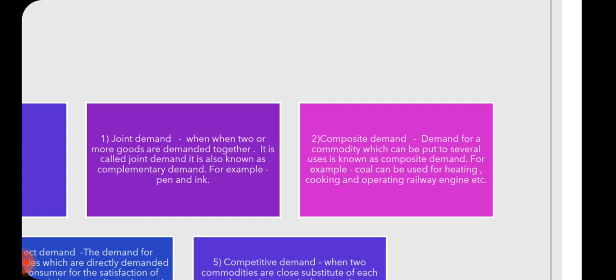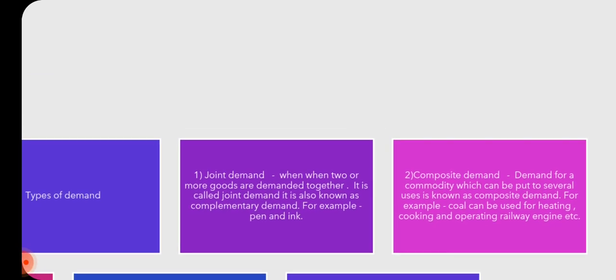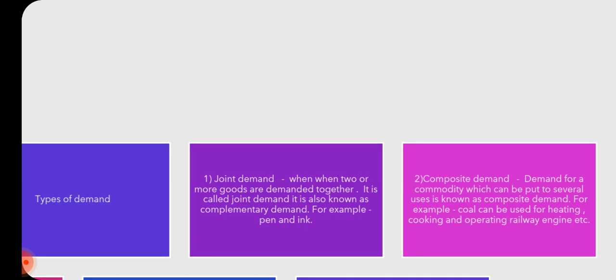First one is joint demand. When two or more goods are demanded together, it is called joint demand. It is also known as complementary demand, for example, pen and ink, bread and butter, car and petrol, etc.